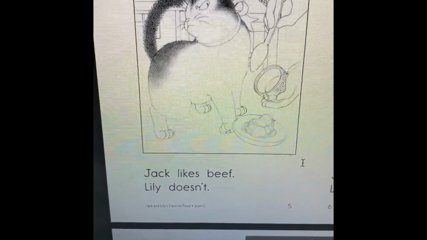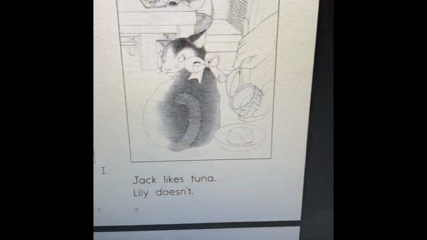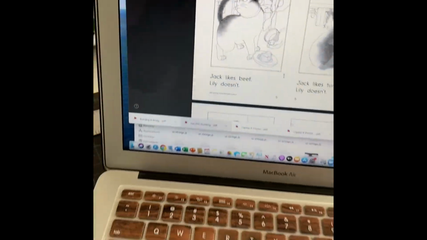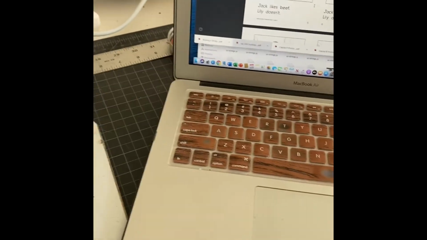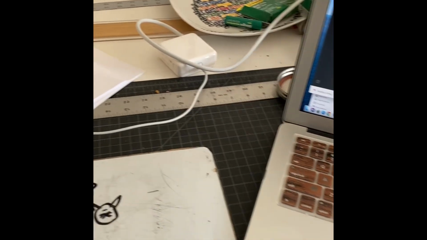Turn to page 5. And we see it again. Lily doesn't like that meat either. It's on page 6, doesn't. Well, we're going to need to keep reading to find out what Jack likes and what Lily doesn't like. In some ways, they are different, but in some ways, they are the same.